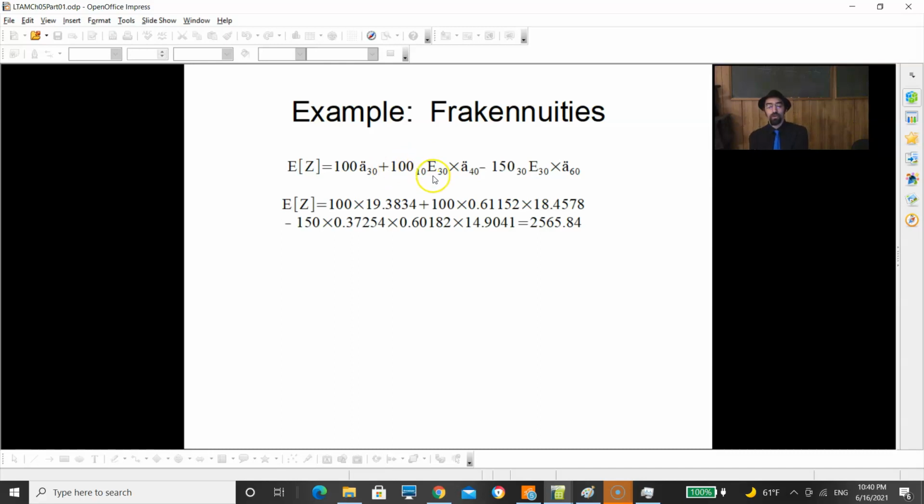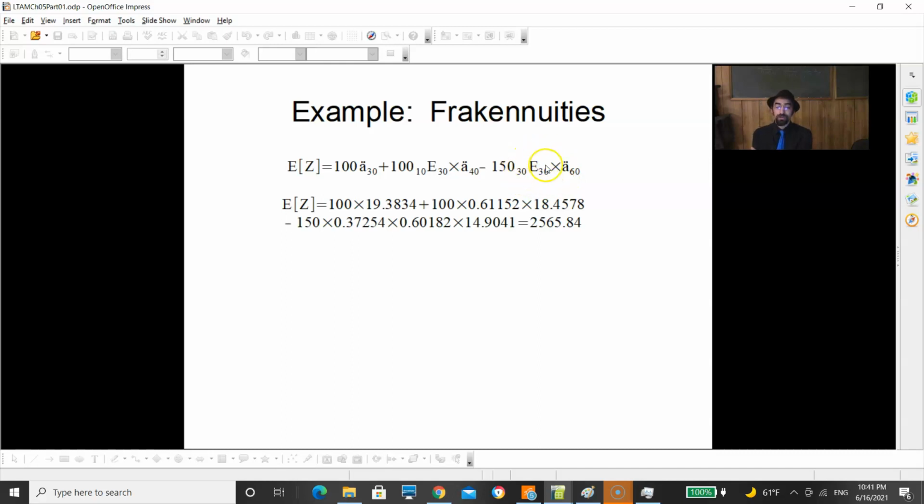After 10 years, it goes up to 200, so you add an additional 100. But by that point, the person's going to be 40 years old, and it only kicks in if the person has survived long enough. And then it drops from 200 down to 50, so that's minus 150. And that's 30 years delayed from the start, right? So from currently, you can say it's 100 A:30 plus 100 10E30 times A:40 minus 150 30E30 times A:60.